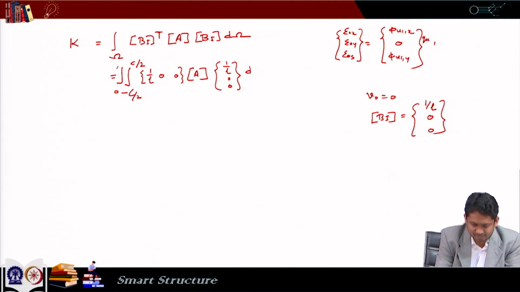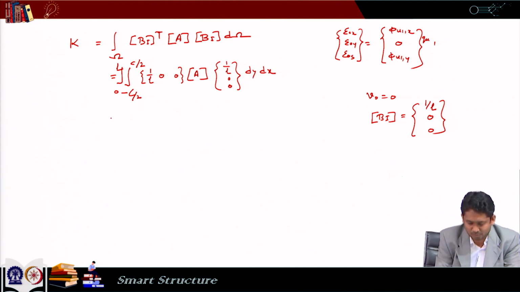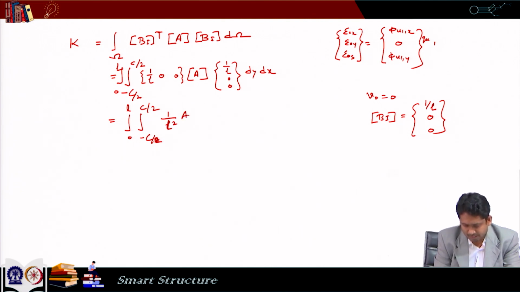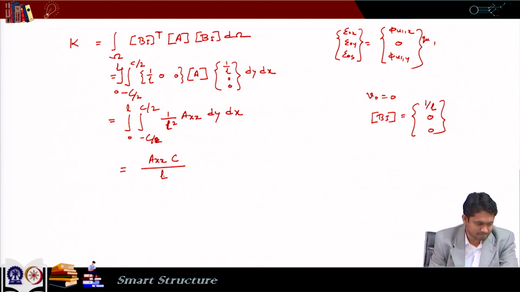and this entire integration has to be evaluated along y from minus C by 2 to C by 2, and along x from 0 to L. Now, if we do the entire multiplication, this expression comes to be 1 by L square multiplied by A x x, and finally, after integrating, this comes to be A x x multiplied by C by L.